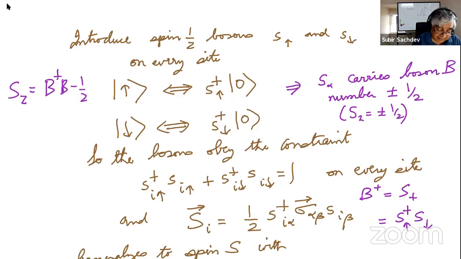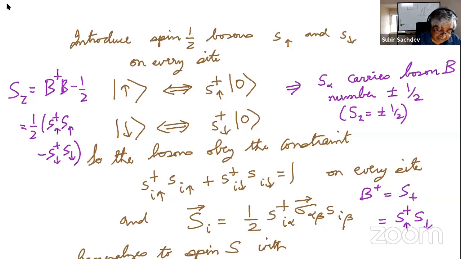So from this relation, we can see that the spin up state, where the left hand side is one half, is the state where B dagger B has to be equal to one. Is this correct? Yeah, okay, that's fine. SZ is B dagger B minus a half. So now on the other hand, SZ is also one half times S dagger up S up minus S dagger down S down.